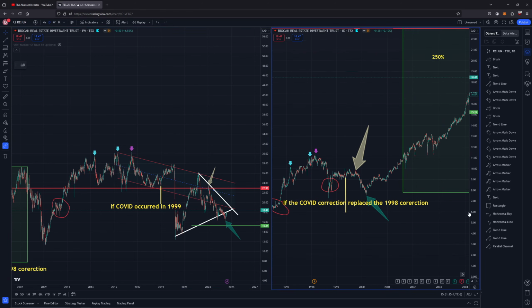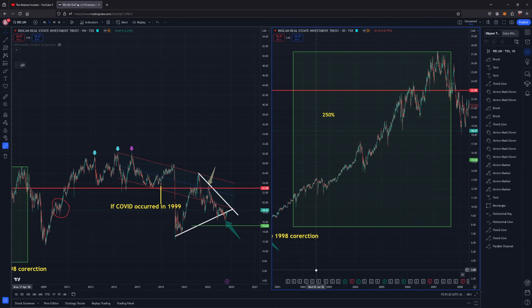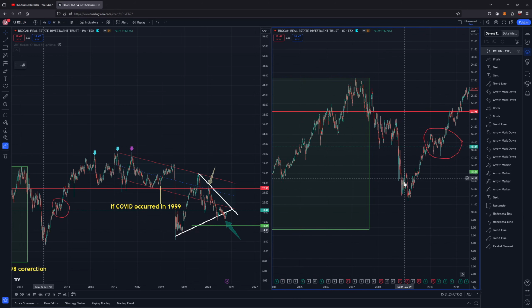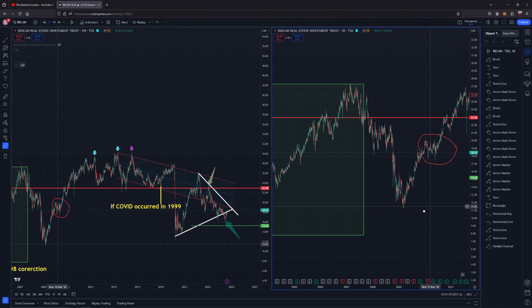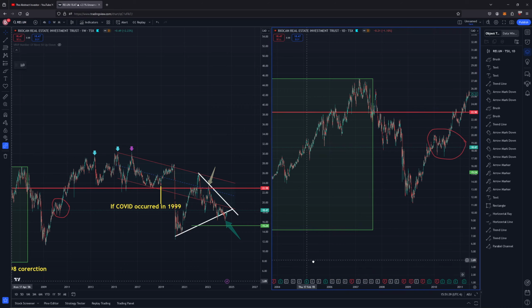And for your information, after this bottom in March of 2000, we went up almost 250% to the peak of February 2007, before it started to decline into the Great Financial Crisis. And then here's the chart for today on there.